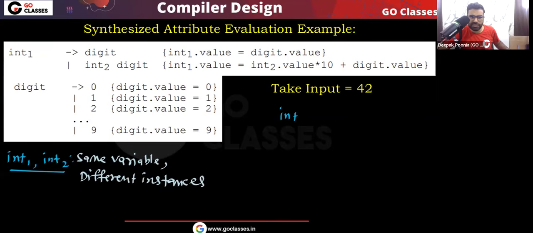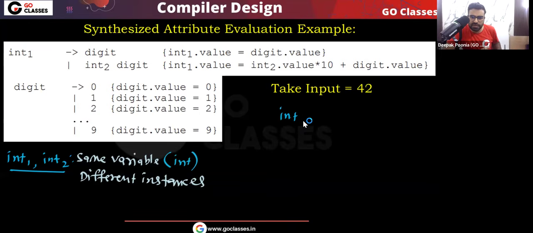Basically, just to differentiate between this int and this int, we are using the subscripts 1 and 2. But actually they are basically the same variable. When I say same variable, I mean the variable is int, and these are different instances of that variable. So int1, int2, this subscript we are using to differentiate between these two ints. Very simple.